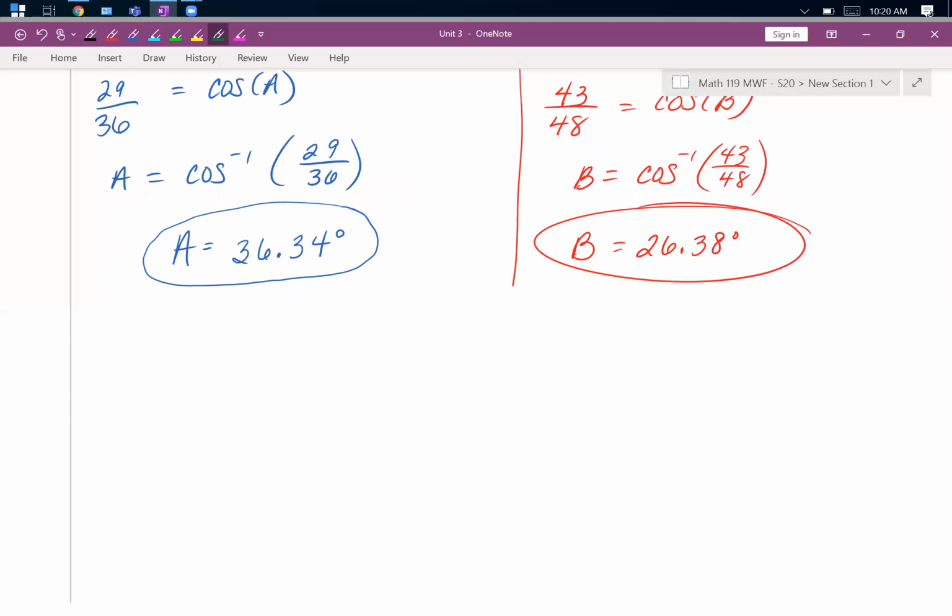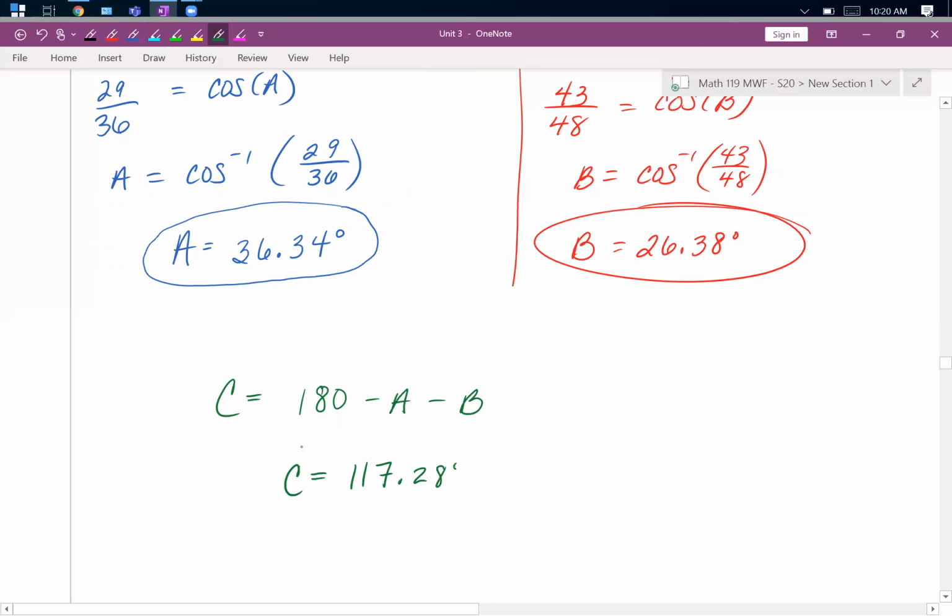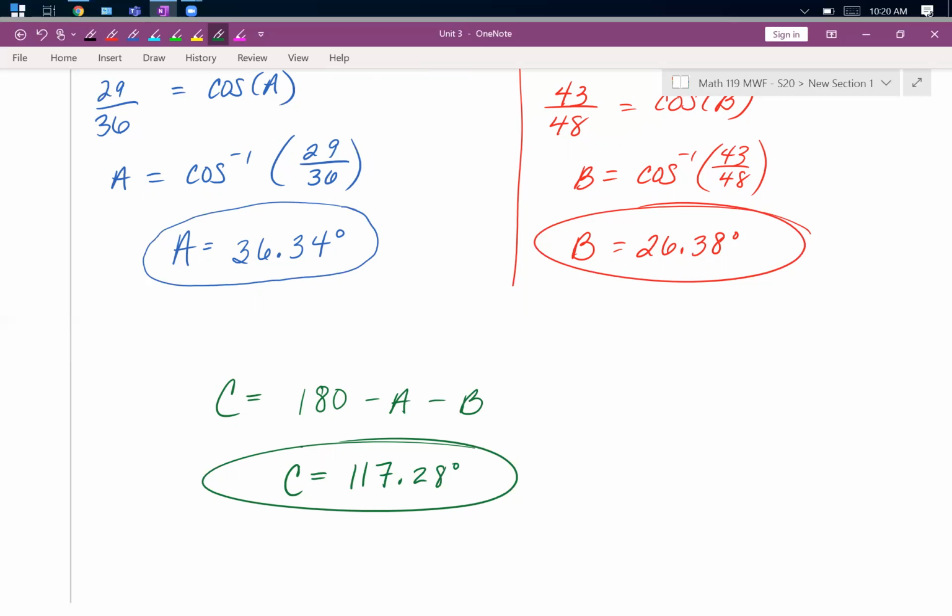Lastly, we need to find angle C. How are we going to go about finding angle C? Do we need to do law of cosines again? No. Couldn't you add angles A and B and subtract them from 180? You got it. And we'll get 117.28 degrees. Questions, anybody?